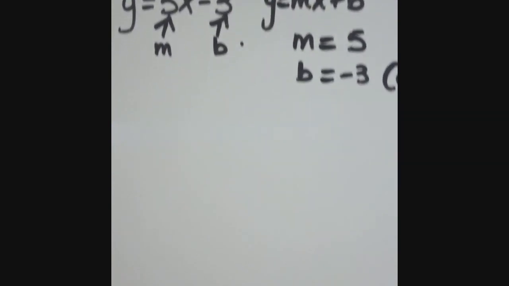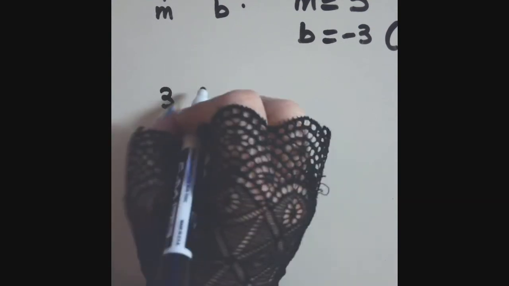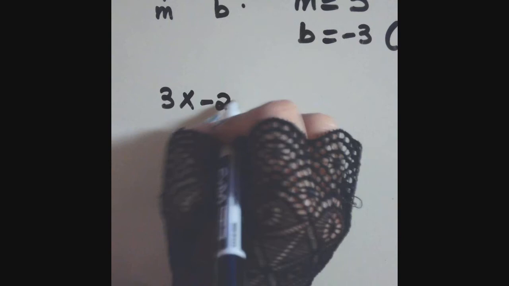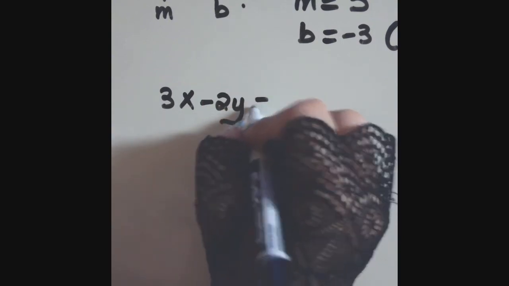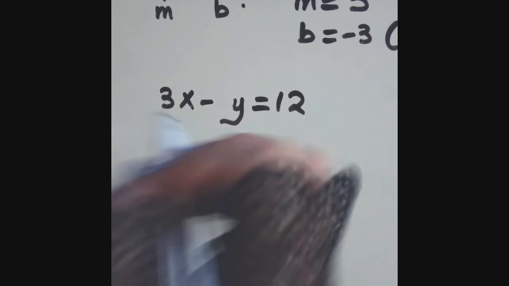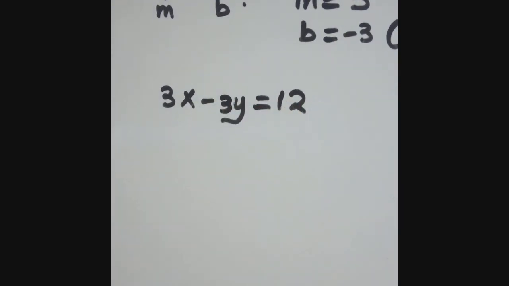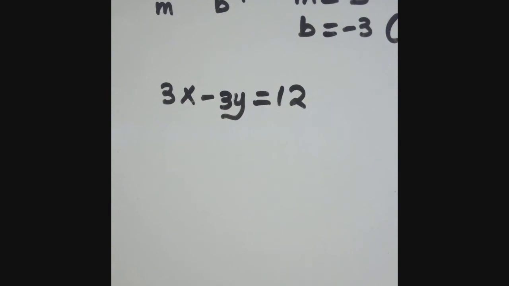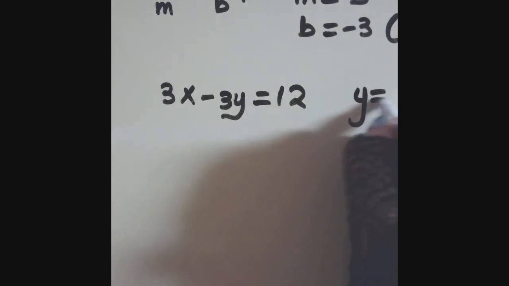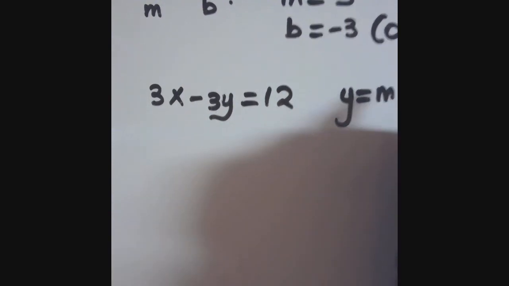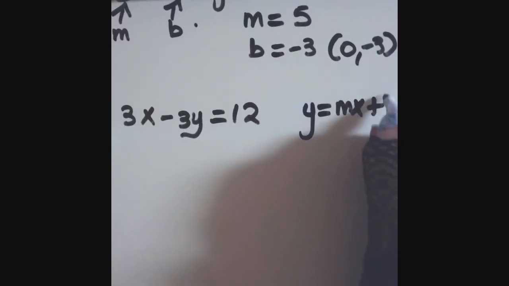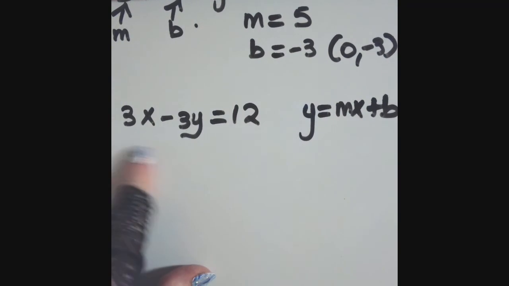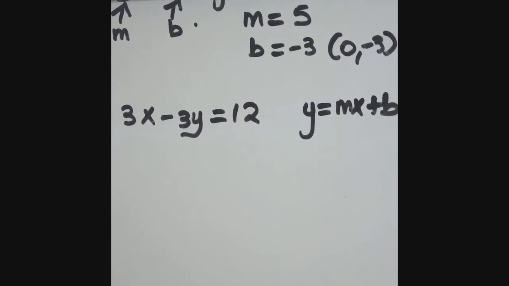But let's go ahead and write one that's in standard form. So it looks like this. 3x minus 2y equals 12. Actually, let me change this. It's 3x minus 3y equals 12. Alright, so it is not in slope-intercept form. Slope-intercept form means it has to be solved for what variable? We can see right here, has to be solved for y. So this equation is not solved for y, so it's not in slope-intercept form.